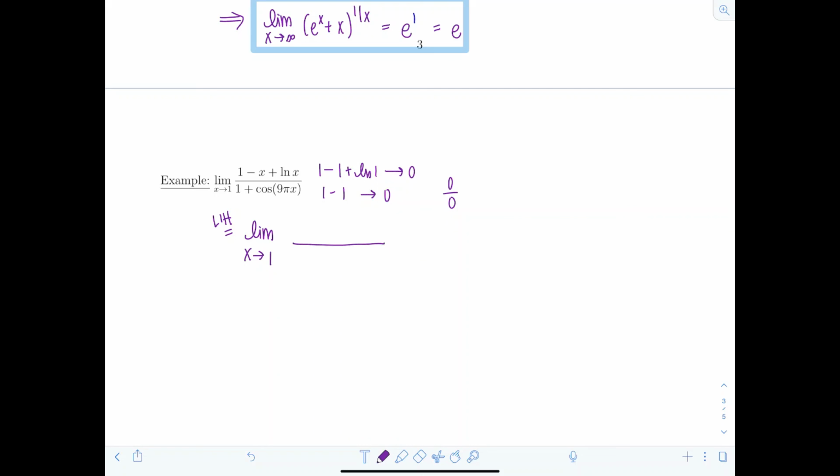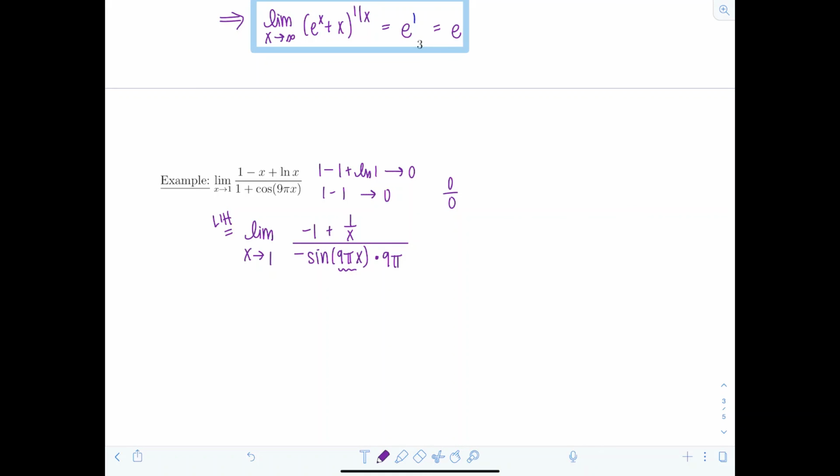Now let's see. Let's take the derivative of the numerator. So derivative of 1, 0. Derivative of negative x, negative 1. Plus derivative of natural log of x, 1 over x. Over derivative of 1, 0. Derivative of cosine of some quantity is negative sine of that quantity times derivative of the argument, which is going to be 9 pi.